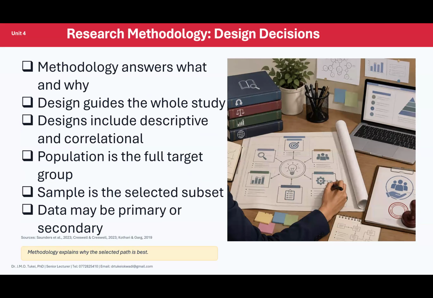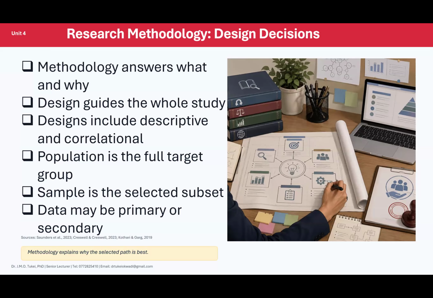Unit number 4, and we're closing to the end. We need to understand this very well. Methodology. Colleagues, research methodology explains the logic behind the methods used in a study. It should justify the research approach, design, population, sampling, data sources, instruments, procedures, quality control, ethical safeguards, and analysis plan. Colleagues, methodology is therefore more than naming a questionnaire or an interview.